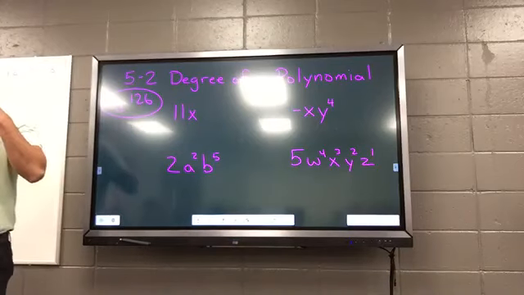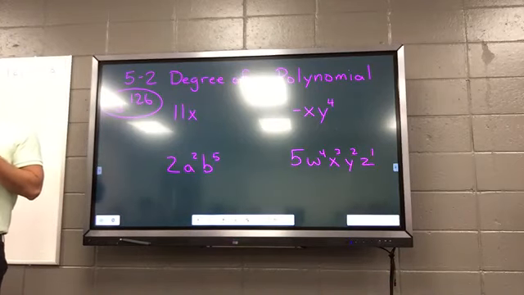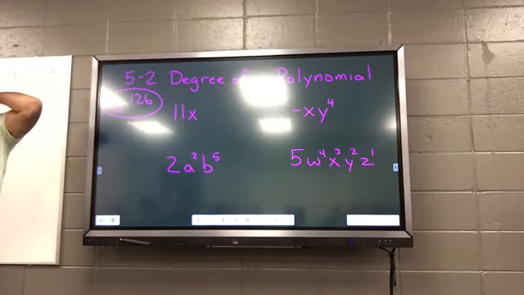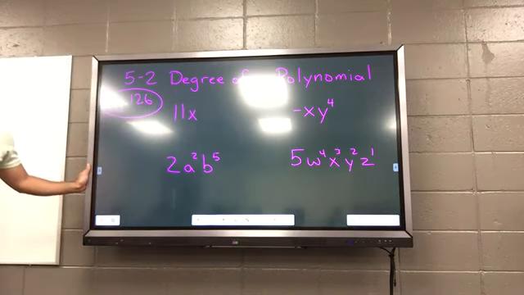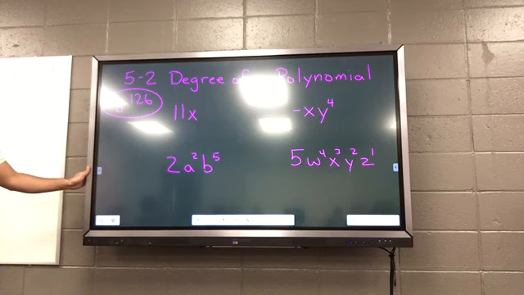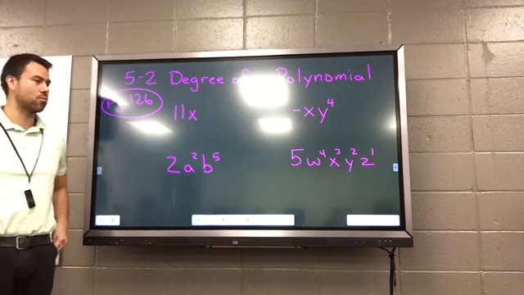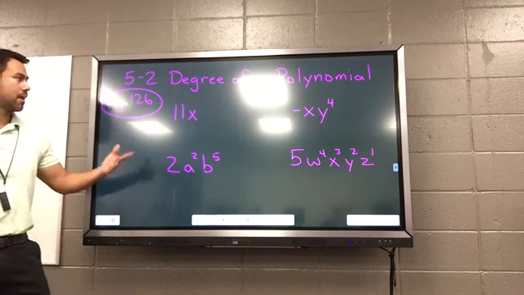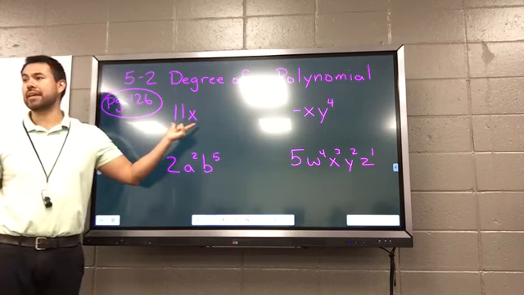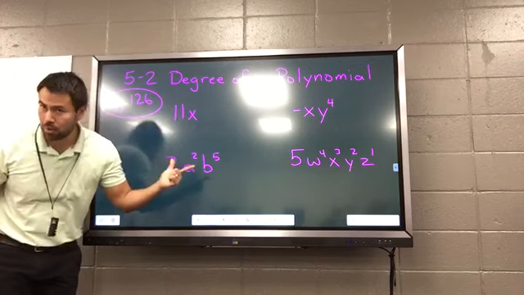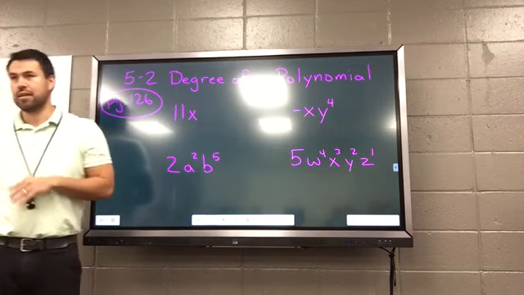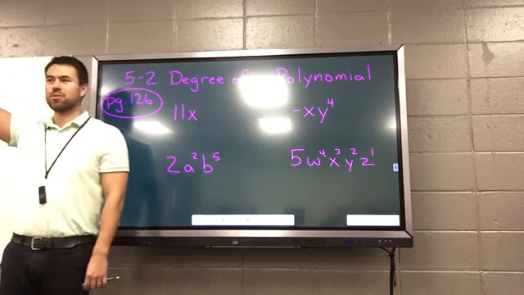Let's get started here with 5-2, and you should be on page 126, the degree of a polynomial. Okay, I'm going to review yesterday's lesson. So if you were lost or kind of struggling, let's go ahead and review it, and you're going to help me out. Okay, this first one, 11x, is it a monomial or not? Yes. How many of you say yes, it's a monomial?